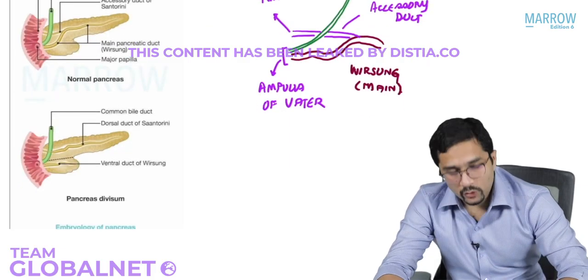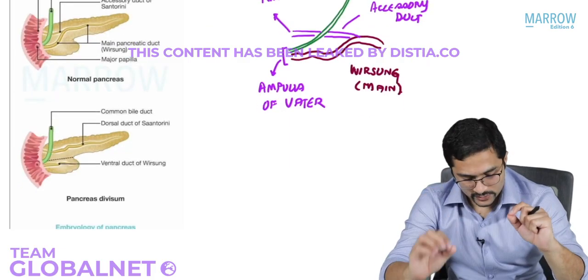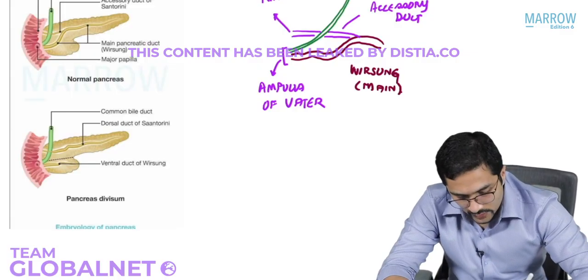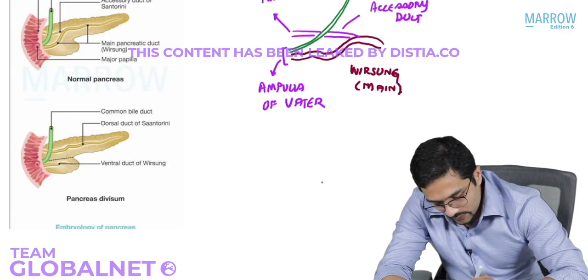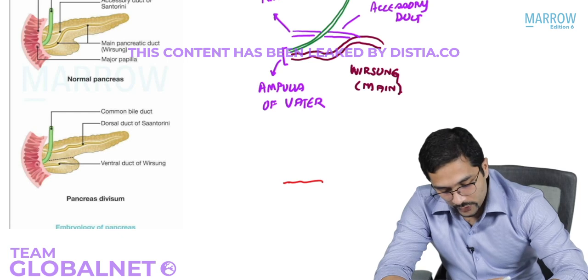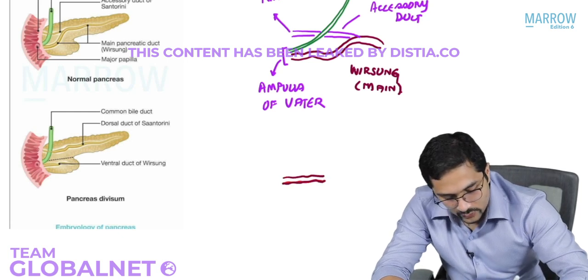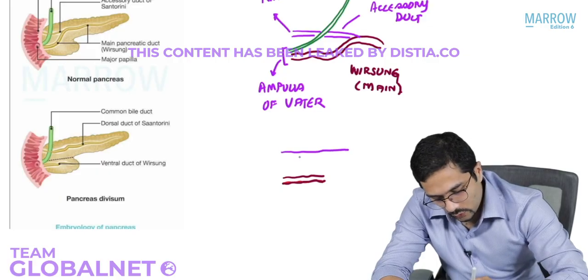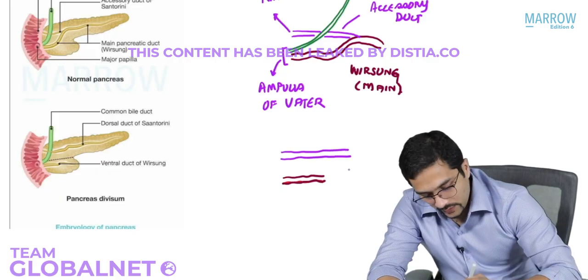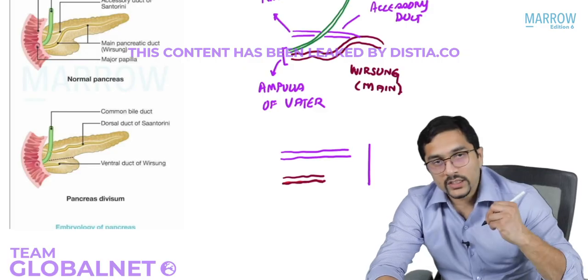In pancreas divisum, what happens is that these two ducts don't fuse. So what is going to happen is that you have the duct of Wirsung which is going to open normally. This is our duct of Wirsung which is opening normally. And you have the duct of Santorini also which opens separately. Okay, so they don't fuse with each other.